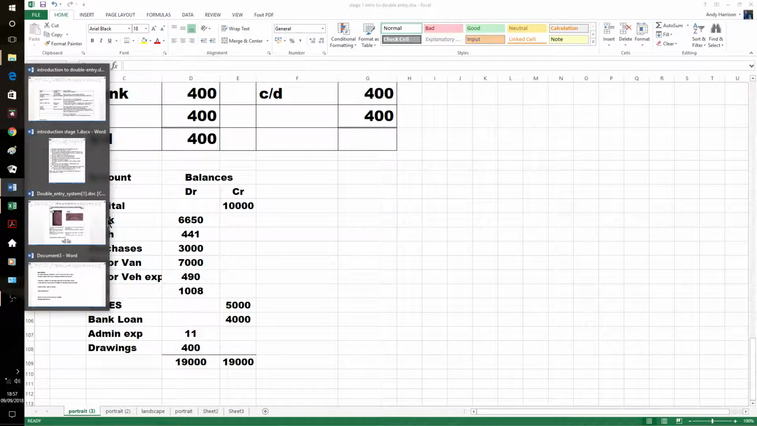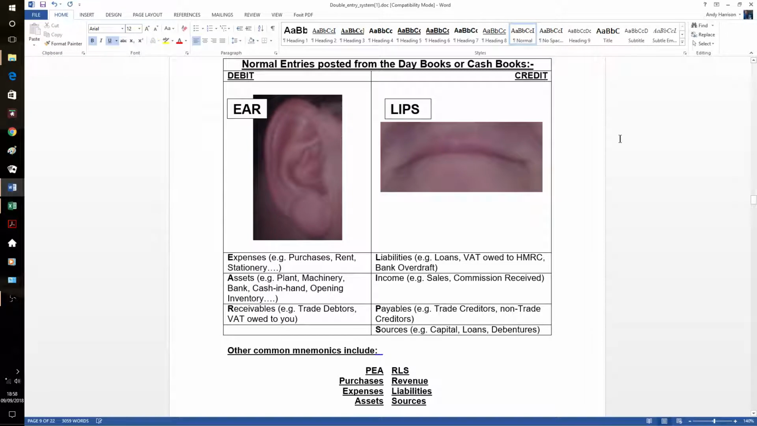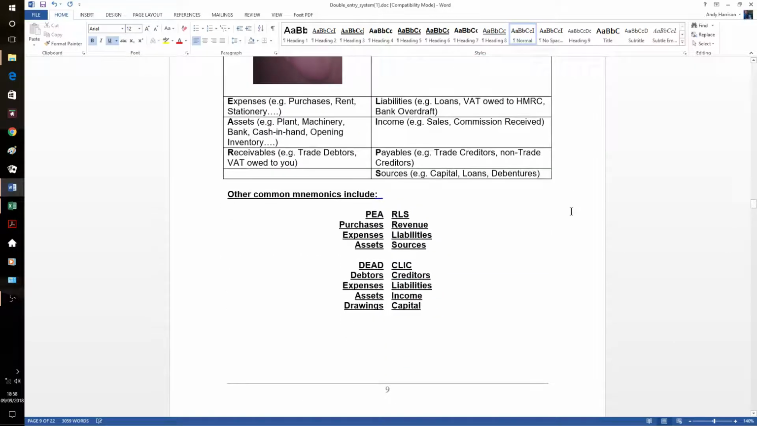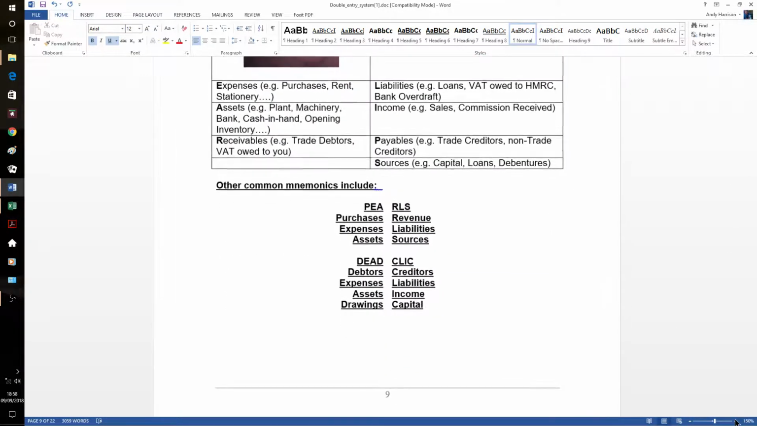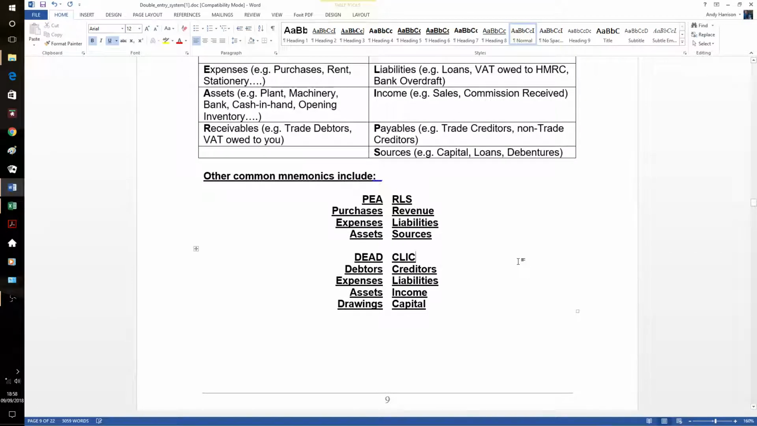Just a quick note: some people use mnemonics to remember debits and credits. There's various ones available. EARs and LIPS isn't very common, it's not in any of the textbooks, but it's expenses, assets and receivables. This means that either in the trial balance or for most entries in the accounts, they're on the debit side. And the same for liabilities, income, payables and sources. At least it's technically correct. The older ones are still valid, whichever one you remember is fine, because it works. So PEARLS, very old, very traditional: purchases, expenses and assets; revenue, liabilities and sources.